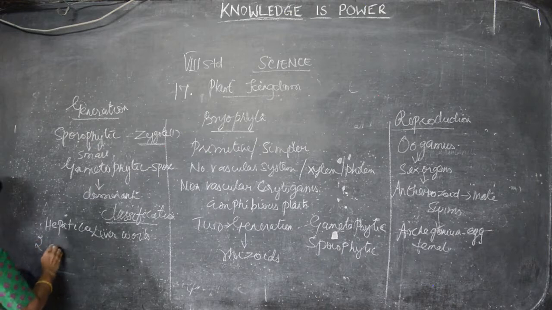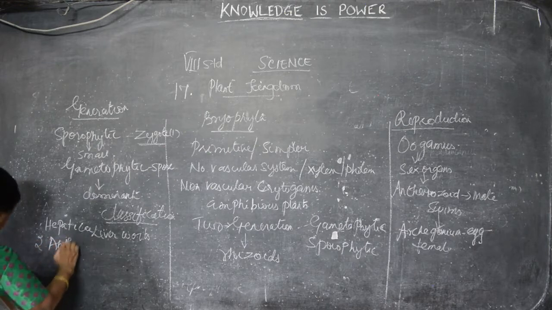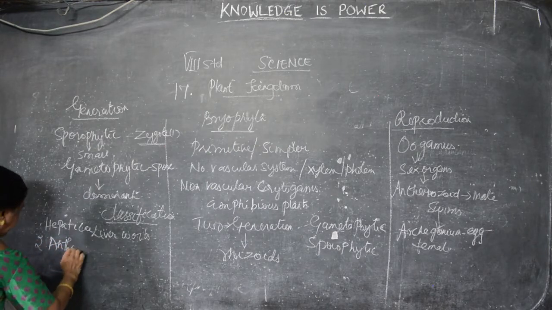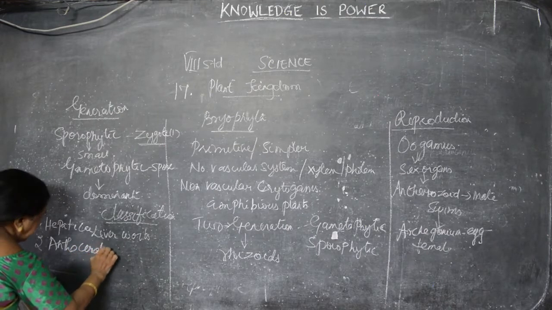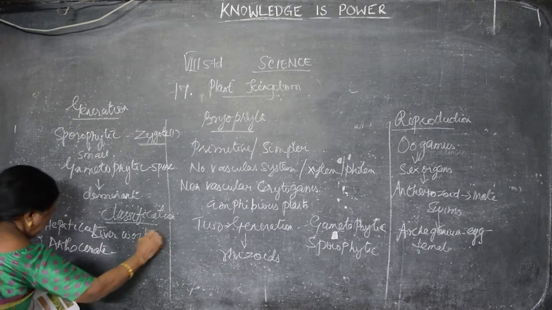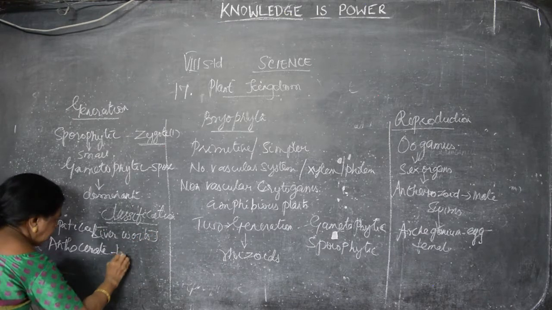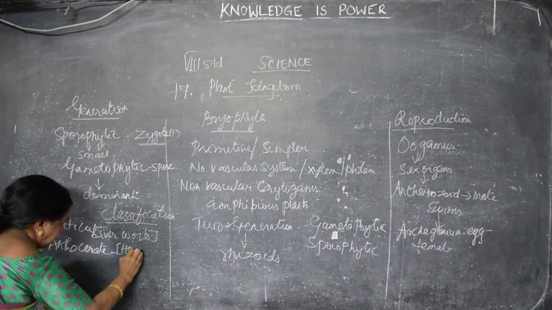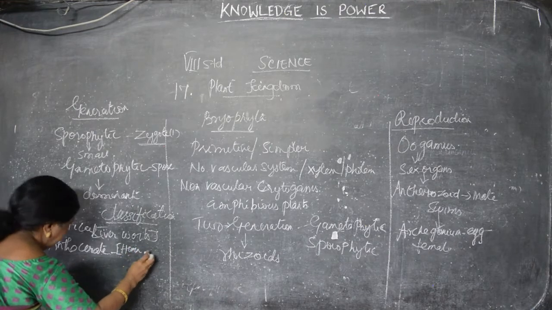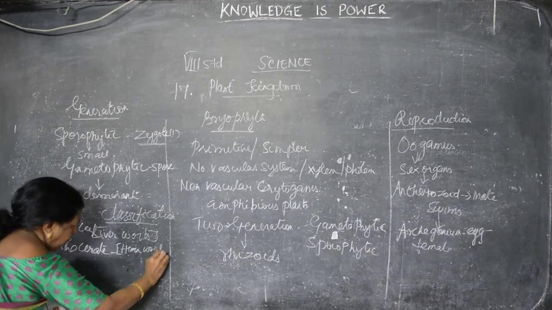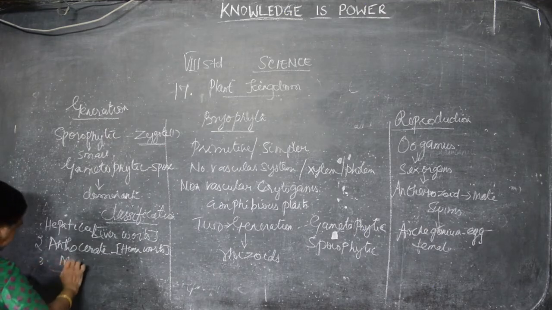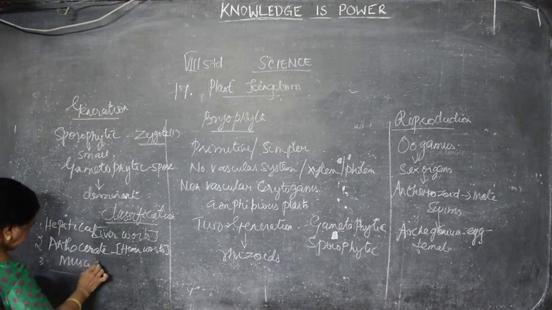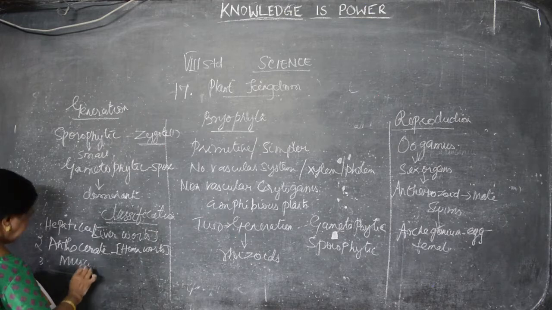So the next one is Hepaticae. The second one is Anthocerotae. Children, these are nouns only, that is, the name of the thing, so you can pronounce them properly with the spellings. Hornworts. And the last one is Musci. The s is silent here.